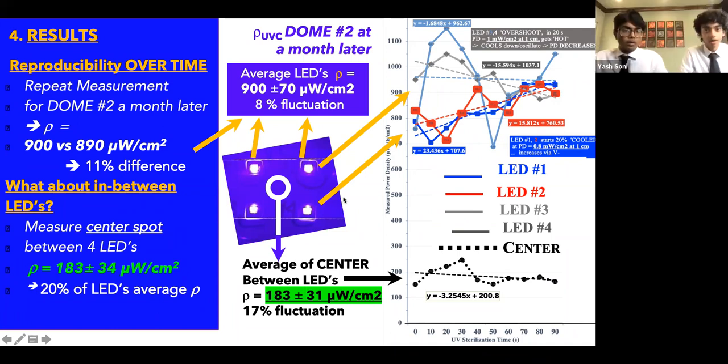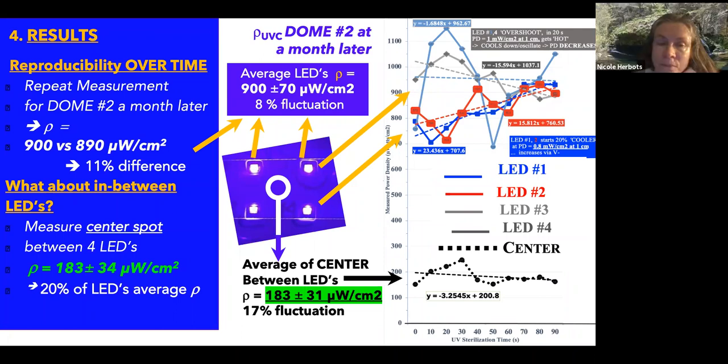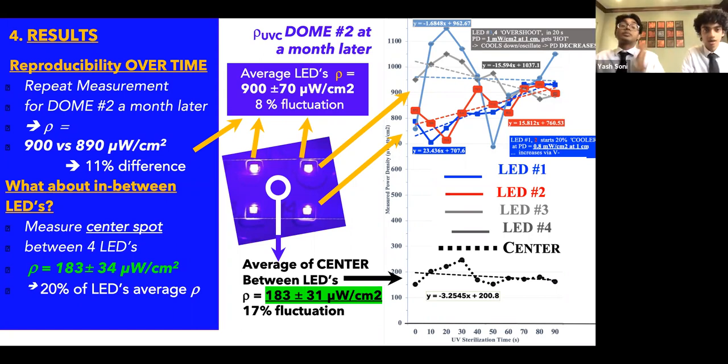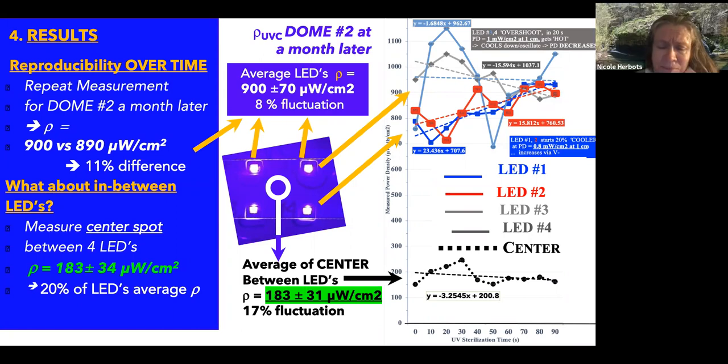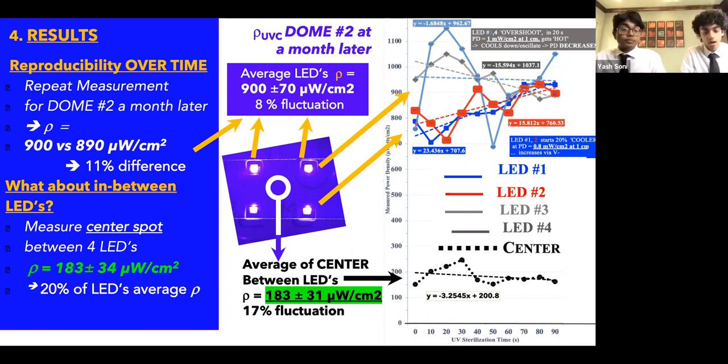Okay. All right. So for the results, we wanted to see if our experiment was reproducible over time. So we repeated the measurement a month later for dome number 2. And we found that the average power density went from 900 to about 890, yielding an 11% difference. And about the LEDs, we measured the center spot between the 4 LEDs, which yielded 183 microwatts per centimeter squared, which is 20% of the LED's average power density.